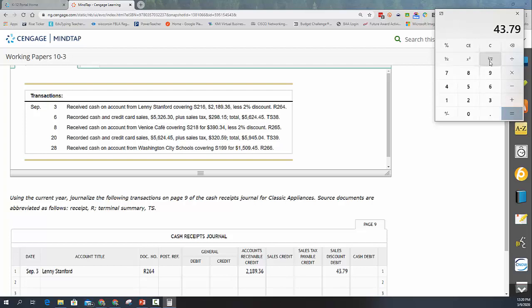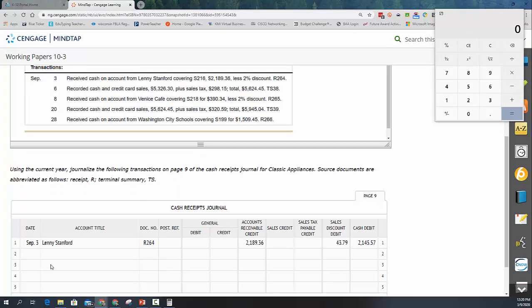I'm going to take $2,189.36 and I'm going to subtract 43.79. And that's going to give me a new balance of $2,145.57. Now, it's really easy to make a math mistake here. So I'm going through and double checking my math. It looks like I did okay on that one. So that is how we're recording our cash on account for Lenny Stanford.